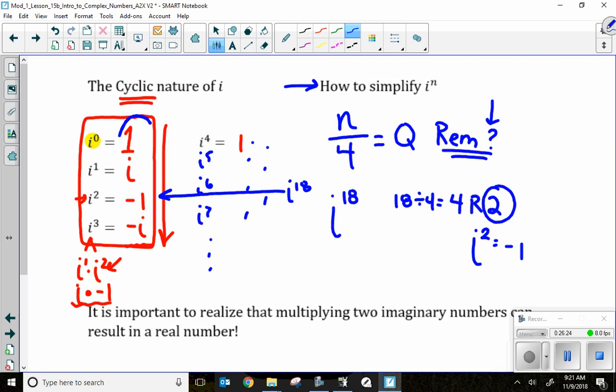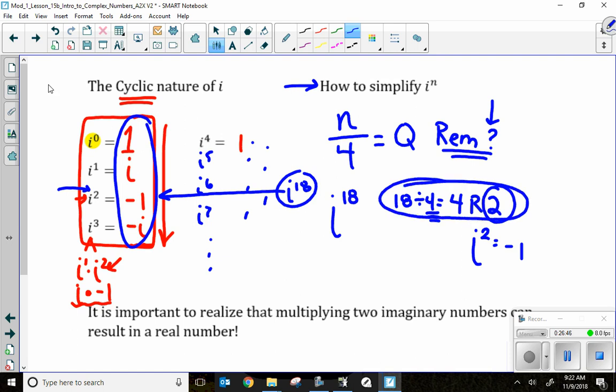Remember, there's 4 terms, so I'm going to divide by 4, and whatever my remainder is becomes the new exponent. So just trust this one. Even if you don't understand what I just said about how the 18 would be across from the i squared, trust this process right here. Divide it by 4, and whatever your remainder is, this is the new exponent for your i.